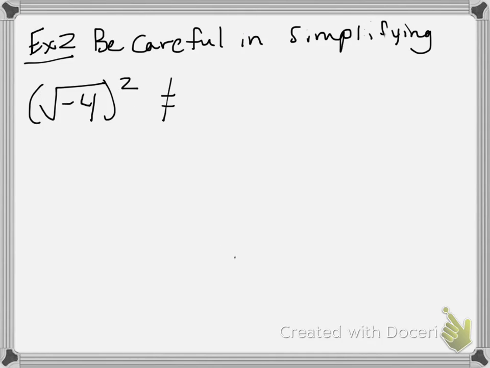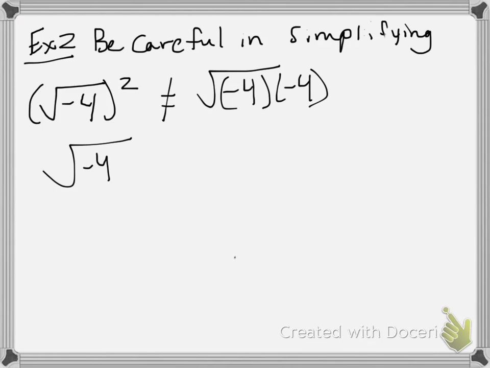Now, something to be careful about. The square root of negative 4 times the square root of negative 4 is not the same thing as the square root of negative 4 times negative 4. Because when we work that out, this would become the square root of positive 16, which is 4.